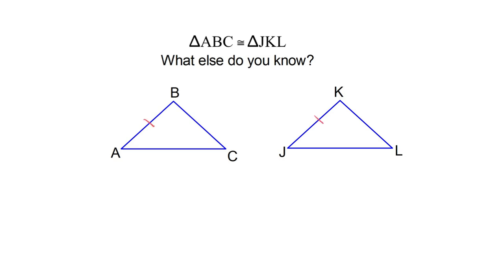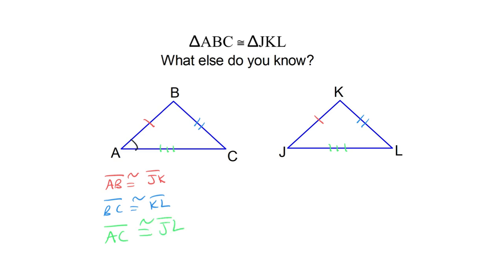Well, we know segment AB is going to be congruent to segment JK if we know the two triangles are congruent. We also know side BC would be congruent to side KL. Right? We basically know all their parts are congruent. Once you know that the two triangles are congruent, you know every one of their parts is congruent. So side AC is congruent to side JL.